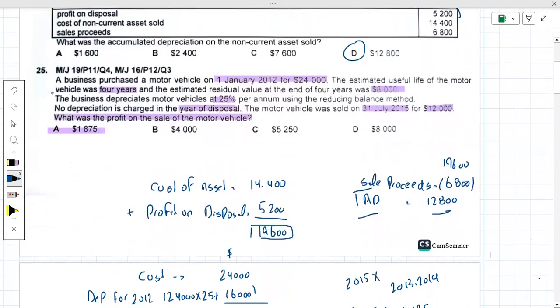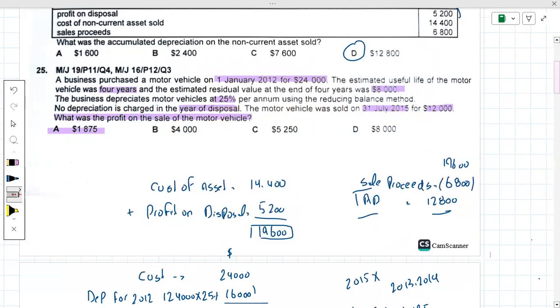In question number two, we have the information that a business purchased a motor vehicle on 1st January 2012 for $24,000. The estimated useful life of the motor vehicle was 4 years, and the estimated residual value at the end of the 4 years was $8,000. The business depreciates the motor vehicle at 25% per annum using the reducing balance method. A full year's depreciation is charged in the year of disposal. The motor vehicle was sold on 31st July 2015 for $12,000. What was the profit on sale of the motor vehicle?